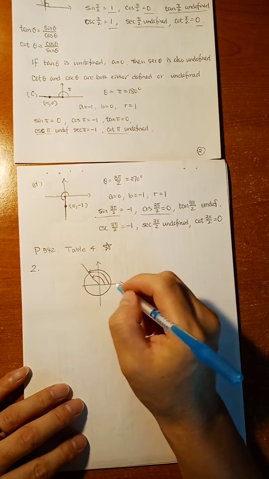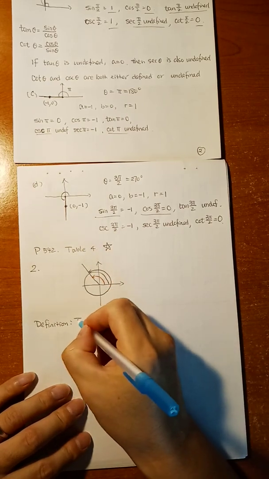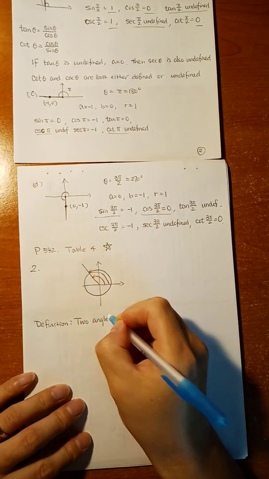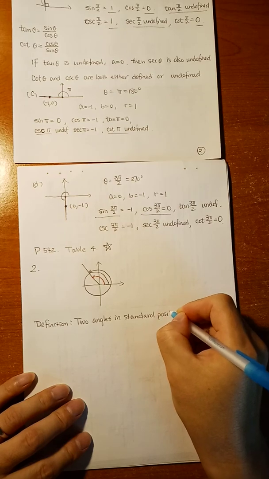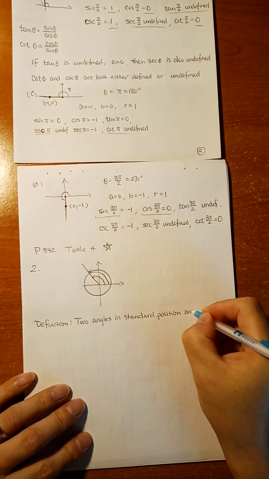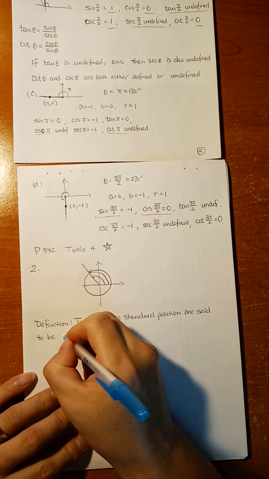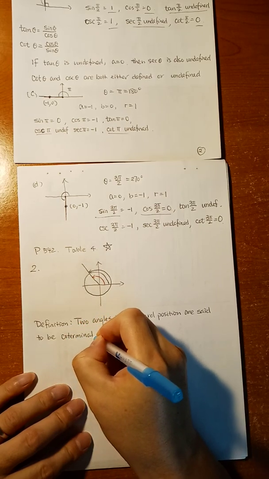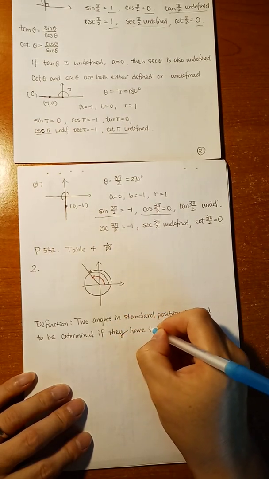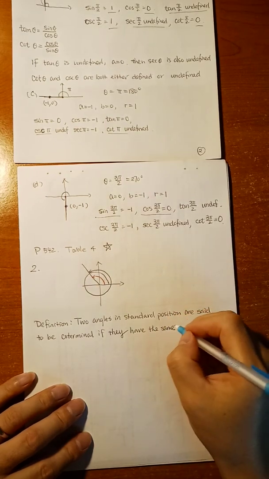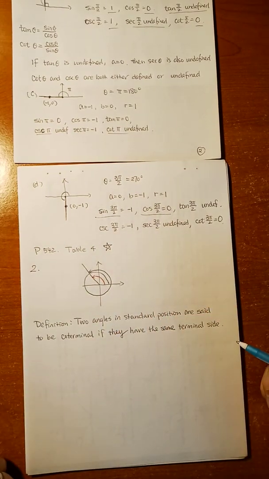Okay, so we're going to give a name for those angles. Two angles in standard position are said to be coterminal if they have the same terminal side. So these two angles have the same terminal side.